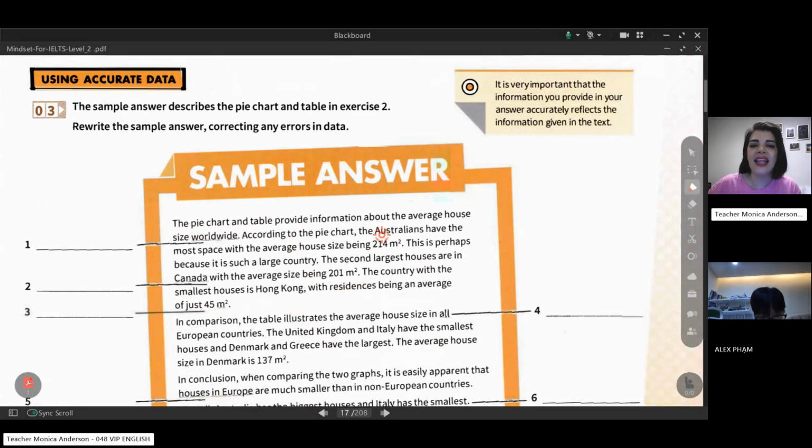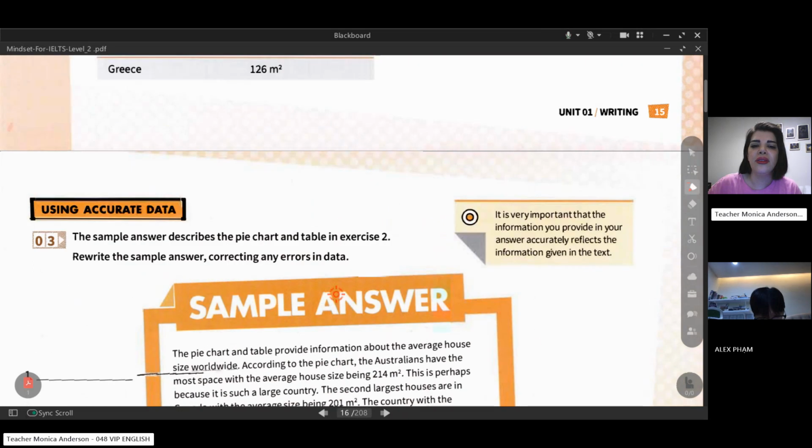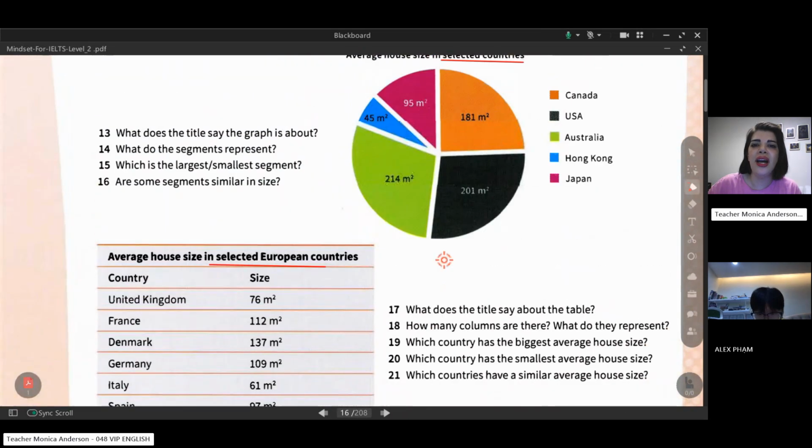So this is the first issue. And after that, here, the second largest houses are in Canada, with average size being 201 square meters. So let's see. The second one is the USA, of course the USA. So Canada is the third.